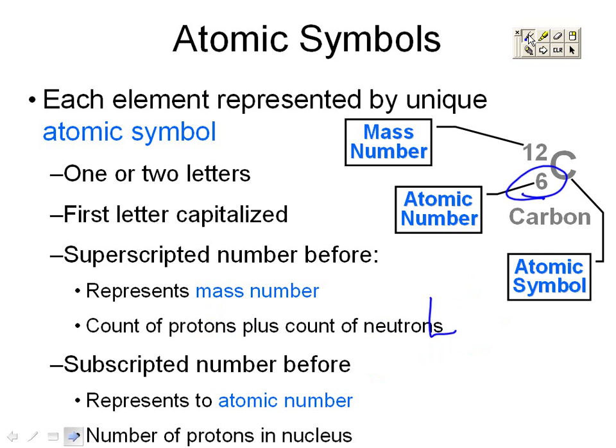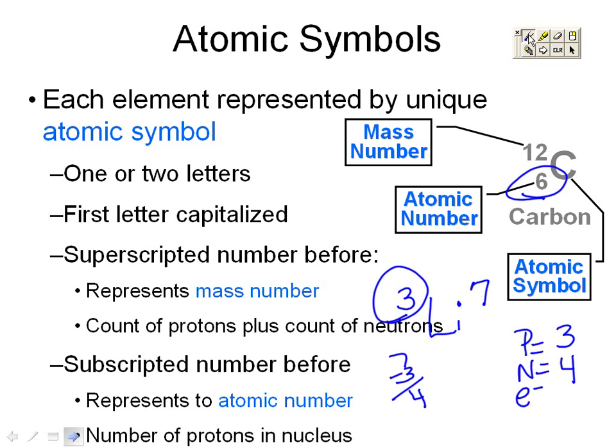So let's return to lithium. Atomic number 3, atomic mass 7, and I want to know the number of protons, the number of neutrons, and the number of electrons. Our protons would be 3, our neutrons would be 4, and to keep this atom electrically neutral, our electrons must equal our protons. Let's work a few examples.